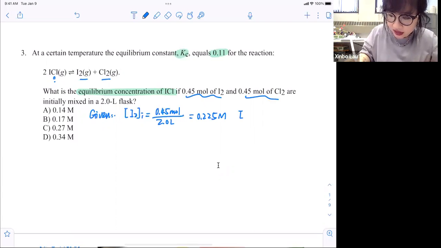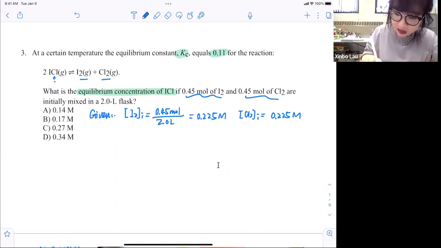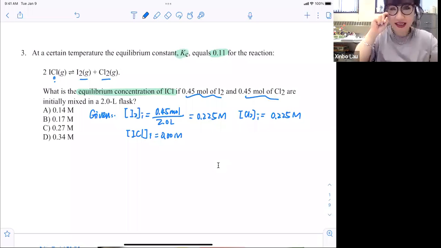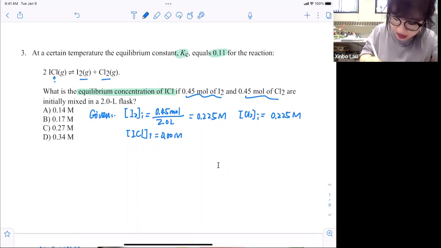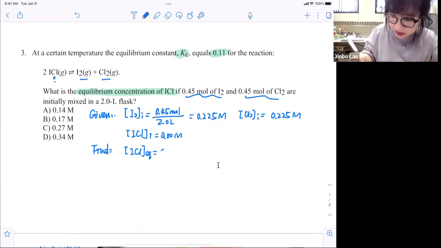We can calculate the same for chlorine. So it's also 0.225. Again, this implies what? The initial concentration of ICl is 0. And then we are looking for the equilibrium concentration. We know an ICE table is needed. So let's set up the ICE table. We're looking for the concentration of ICl at equilibrium. So that was initial.